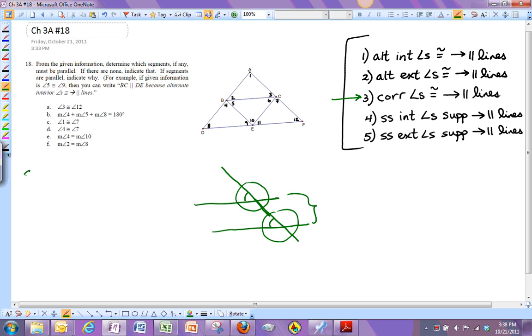So for part A, I'm going to write, now the top line is BC, and the bottom line is DF. So BC is parallel to DF because corresponding angles that are congruent give me parallel lines.